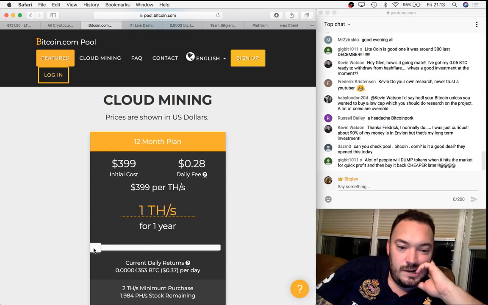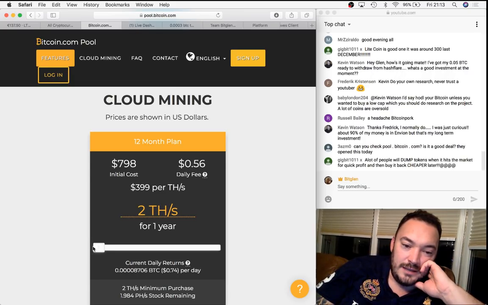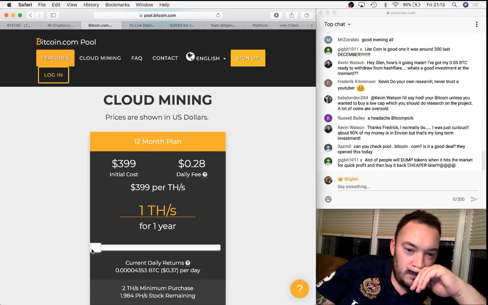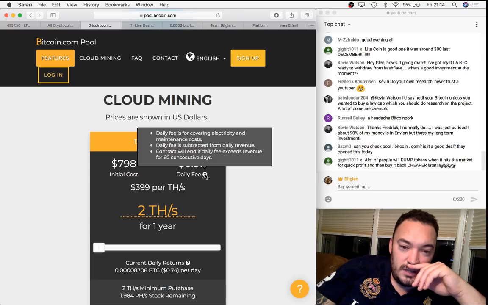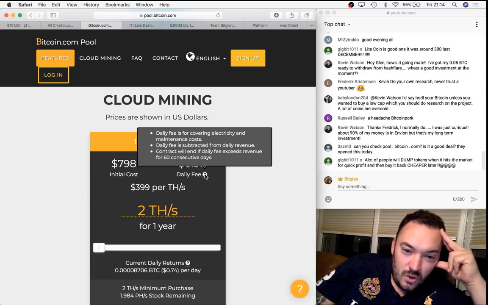So look, 1 terahash at the minute would cost you $108. Oh, it doesn't let you. You have to do 2 terahash. Initial cost is... 428 cent daily fee. Daily fee covers electricity and maintenance costs. Daily fee is subtracted from daily revenue. Contract will end if daily fees exceed revenue for 60 consecutive days.